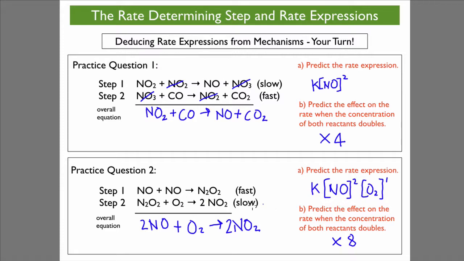Now if we were to double both, we need to double the nitrogen monoxide and the oxygen. So if we put 2 in there instead of nitrogen monoxide, and 2 in there instead of oxygen, 2 squared is 4, 2 to the power of 1 is 2, 4 times 2 is 8. It's going to be an 8 times increase.